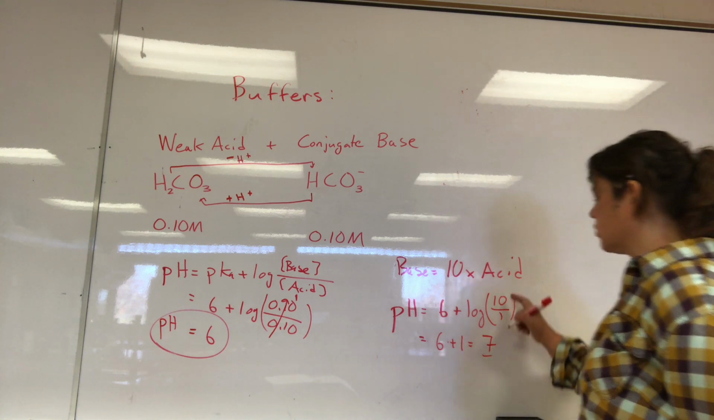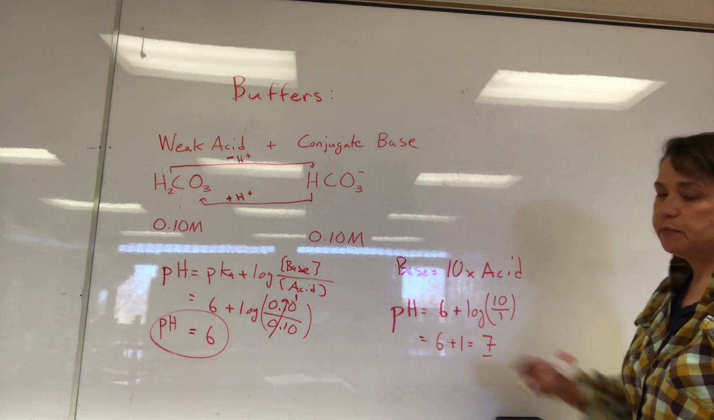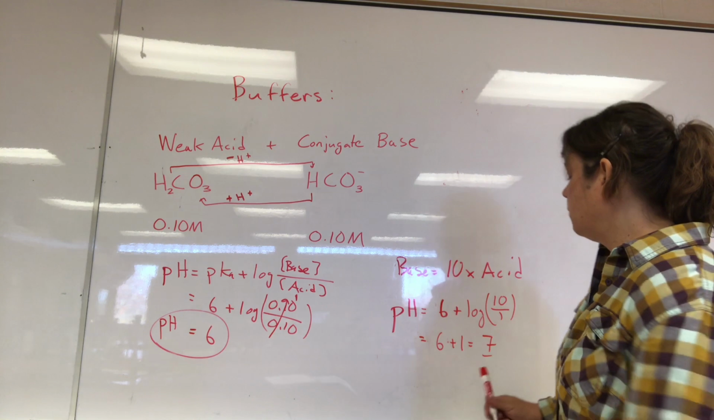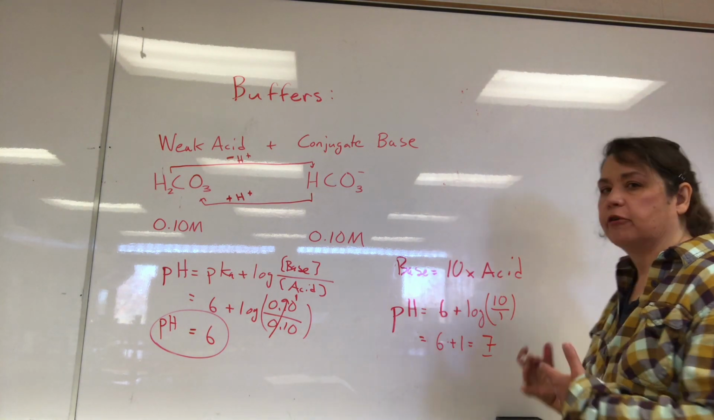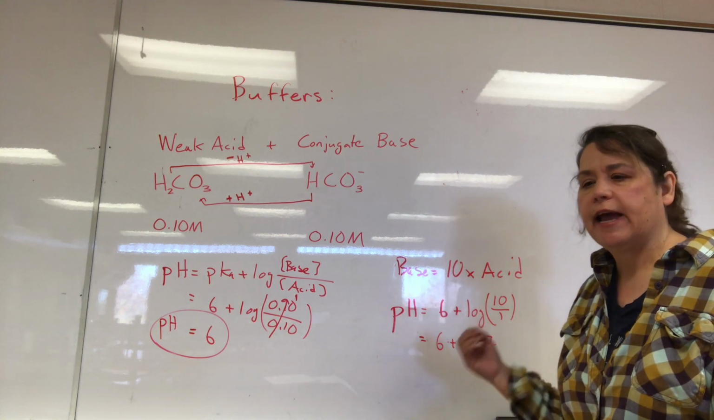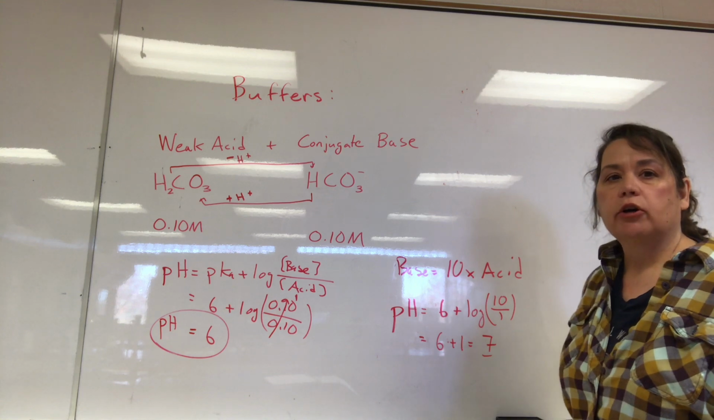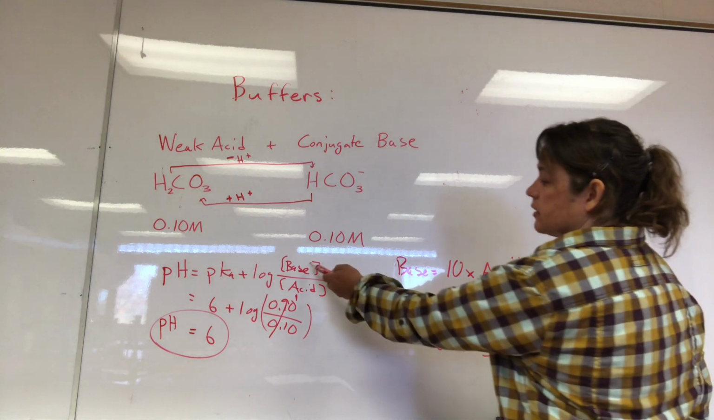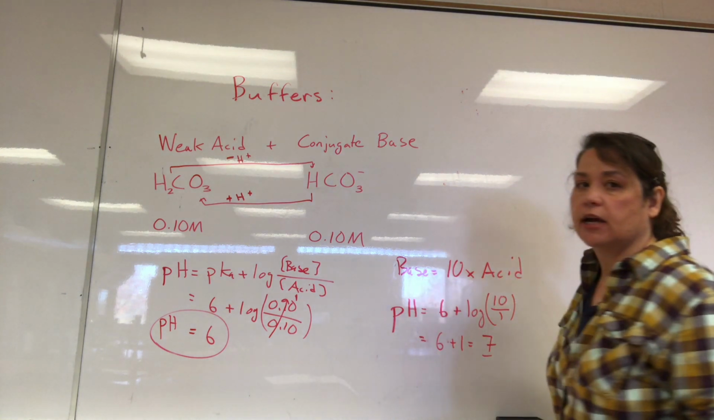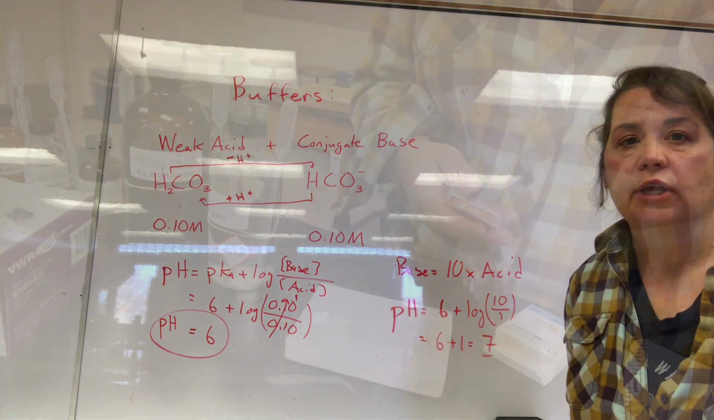would be 7. So as this ratio changes, the pH does change, but it will be buffering compared to if you put the acid or the base in water alone without the presence of the conjugate base and the presence of the conjugate acid in order to neutralize them.